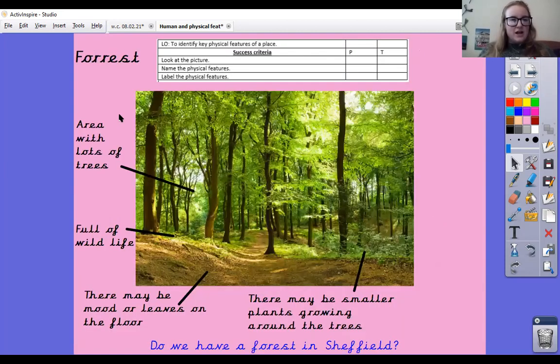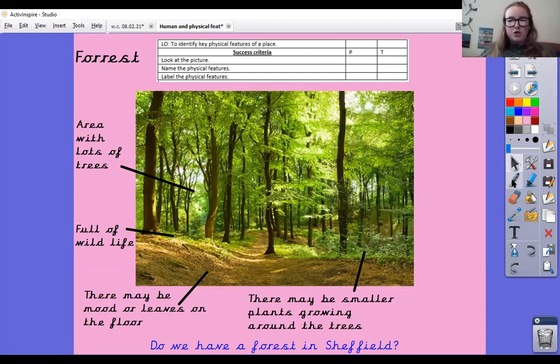Okay, so we're going to keep looking. So the next thing we're going to look at is a forest. A forest is an area with lots of trees, might be full of wildlife, full of lots of animals like squirrels and hedgehogs and deer. There may be leaves or mud on the floor. And there may be smaller plants growing around the trees.